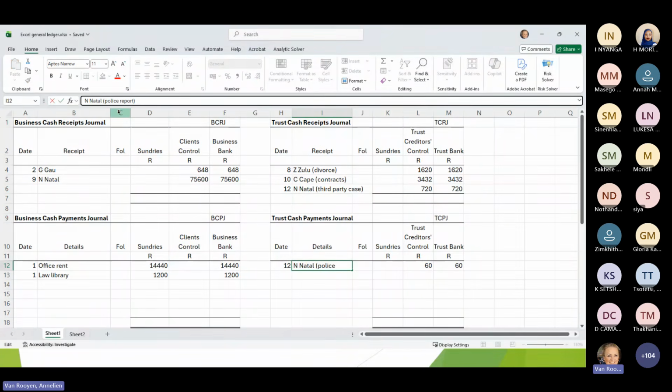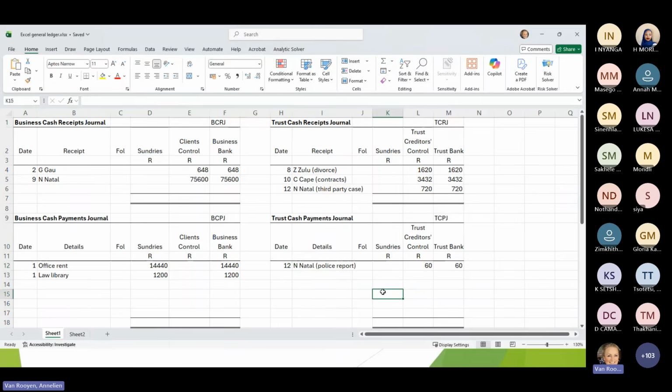Okay, the next one. On the 17th, pay municipal taxes on behalf of eNorth in respect of the transfer of the property. Is there money involved? Yes, we pay something, so it must be either business or trust payments. But it is for a client. eNorth must be a client. So we do it on the 17th.